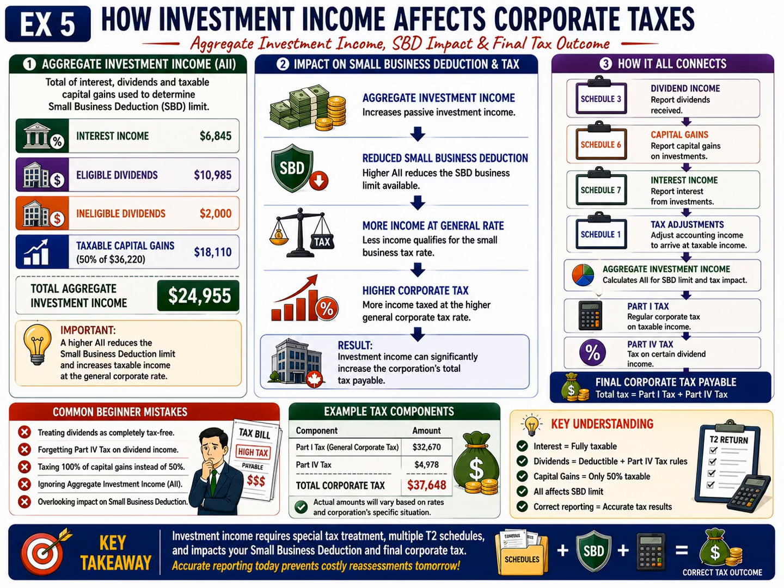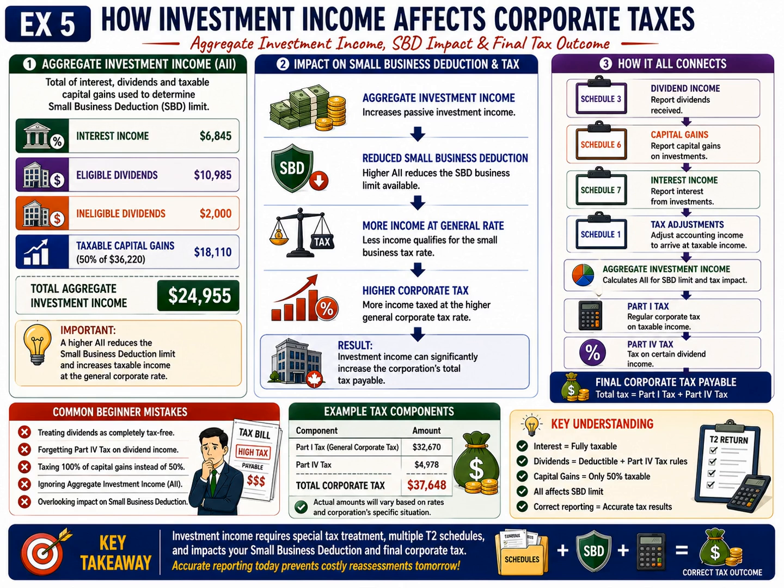In this final slide, we'll see how all of the different types of investment income come together to affect a corporation's overall tax liability. Up to this point, we've looked at interest income, dividend income, and capital gains individually. Now it's time to understand how these income sources combine to influence the corporation's small business deduction, taxable income, and ultimately the total corporate tax payable.